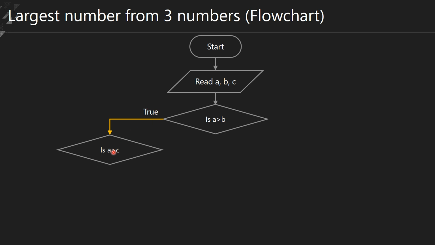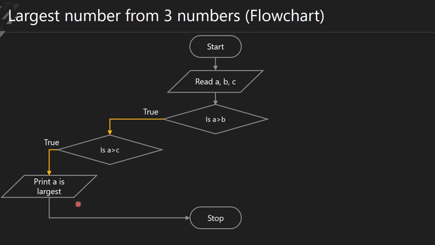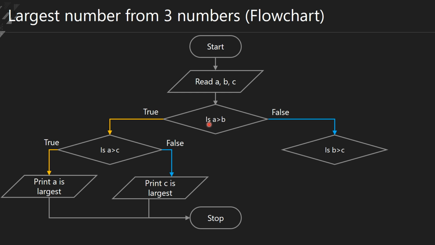Again, you have to test A is greater than C. If true, then A will be the largest one, and then it will stop. Suppose it is false, then C will be the largest, then stop. Suppose another case, in which this decision itself fails, then we will take it as false.